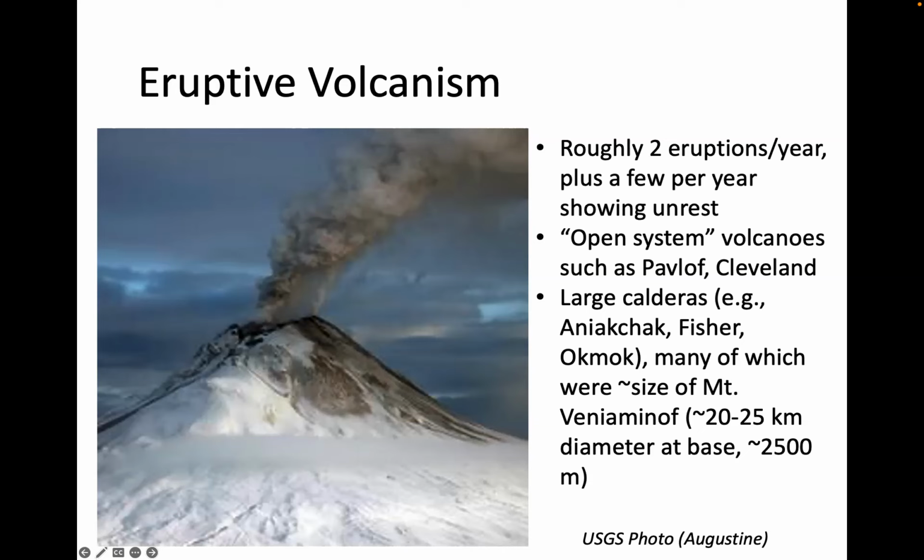That's good. Okay, in terms of eruptive volcanism, Alaska has 52 Holocene active volcanoes, actually 53 now, since one that hadn't been active for a while became active. Alaska has roughly 2 eruptions per year, plus every year there's a few volcanoes showing unrest that don't erupt.